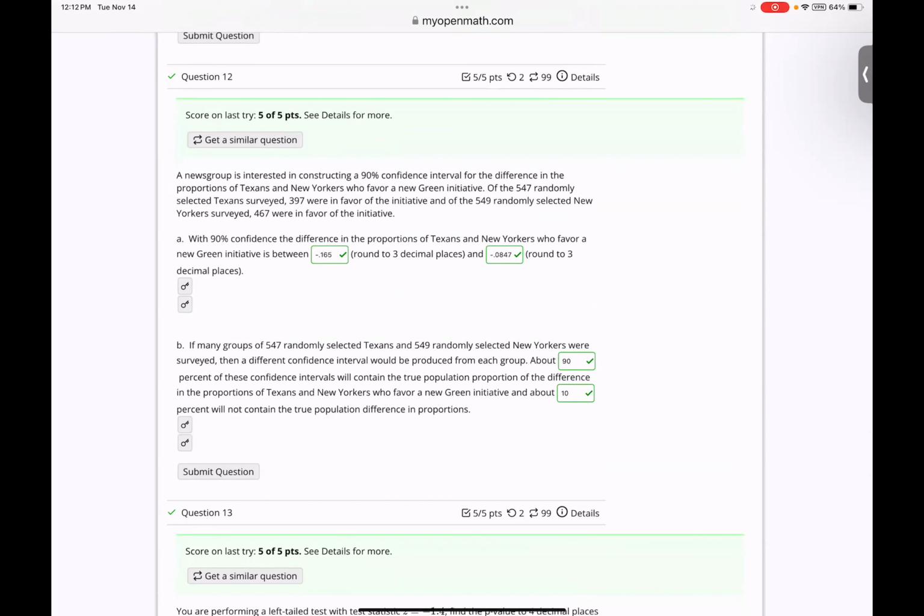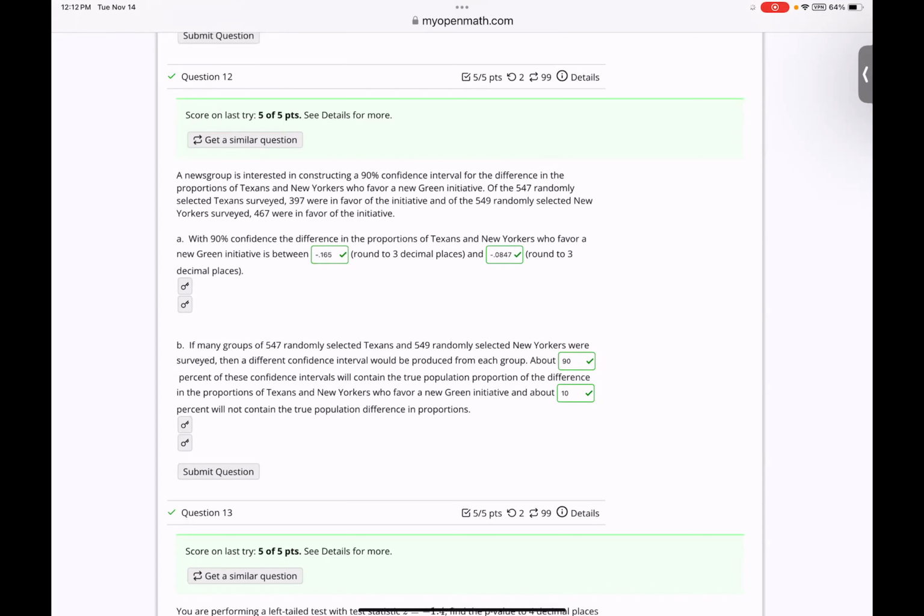A news group is interested in constructing a 90% confidence interval for the difference in the proportions of Texans and New Yorkers who favor a new green initiative. Of the 547 randomly selected Texans surveyed, 397 were in favor of the initiative, and of the 549 randomly selected New Yorkers, 467 were in favor of the initiative. With 90% confidence, the difference in proportion of Texans and New Yorkers who favor the new green initiative is between.